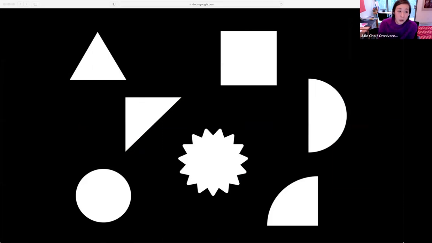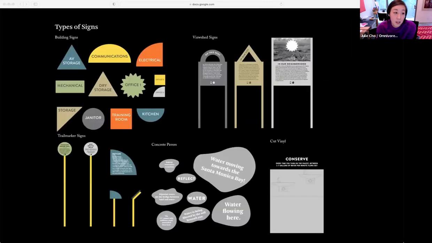The visual system grew to incorporate a variety of shapes that could be used both as physical signs as well as cutouts and signs to frame the interpretive moments that exist on site. We developed four distinct sign types to use throughout the site. The concrete pavers, which were engraved with text pointing towards the ground, the trail marker signs that sit lower to the ground, pointing towards key plantings, the viewshed signs that stand upright, framing the views of the site as well as the city, and then cut vinyl lettering, which calls out interpretive moments in the building.